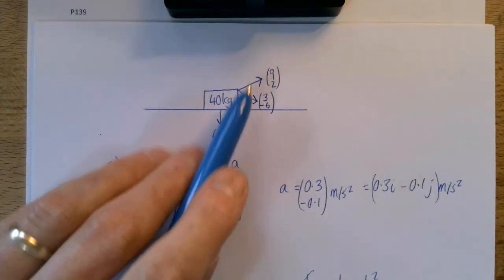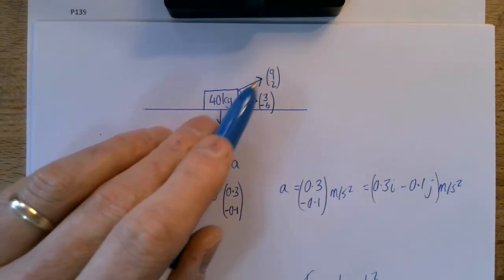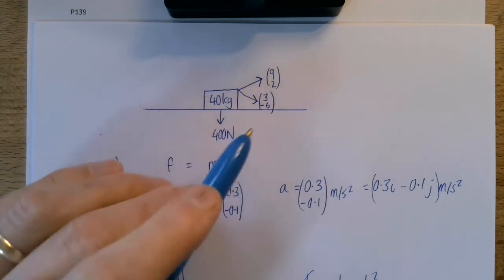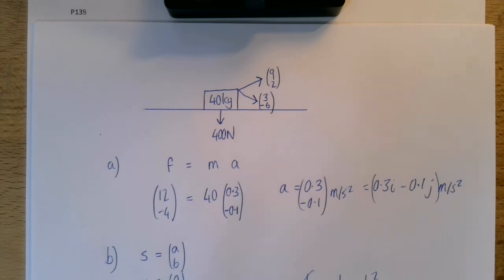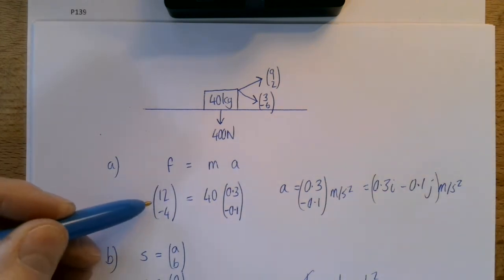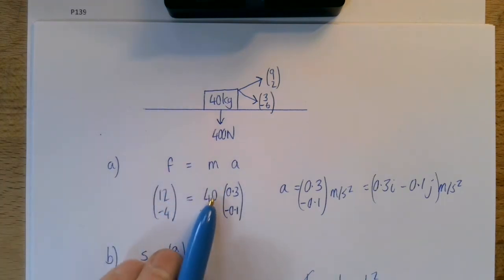Now, I don't know if you tried to sketch the two forces. You don't really need to, do you? I made a fairly poor attempt here at getting the rough directions of those two forces, but we don't know where they're being applied. So the key thing is that those two forces have this as their resultant. And if the mass is 40, the acceleration must be this, because 40 times 0.3 is 12, and 40 times minus 0.1 is minus 4.